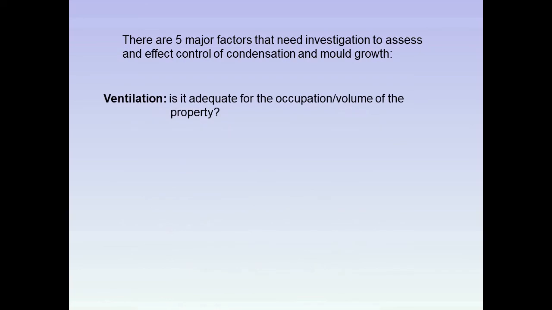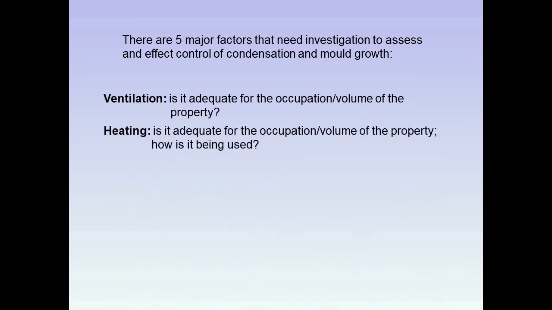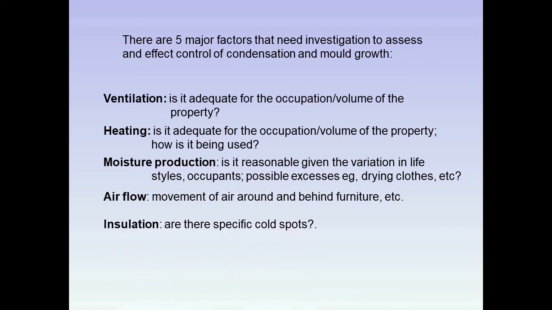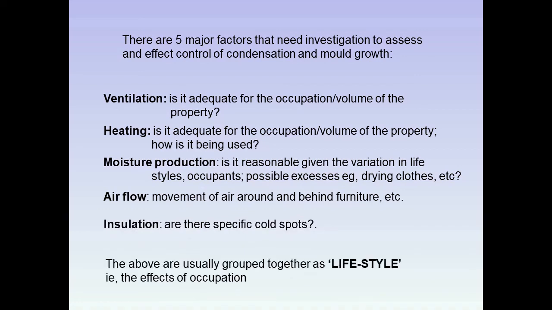Ventilation. Is it adequate for the occupation and volume of the property? Similarly, is the heating adequate? How is it being used? Moisture production. Is it reasonable, given the variation in lifestyles? Are there possible excesses, for example, drying clothes? Airflow. Movement around and behind furniture. Is it adequate? Insulation. Are there specific cold spots? The above are usually grouped together, generally, as lifestyle, that is, the effects of occupation.